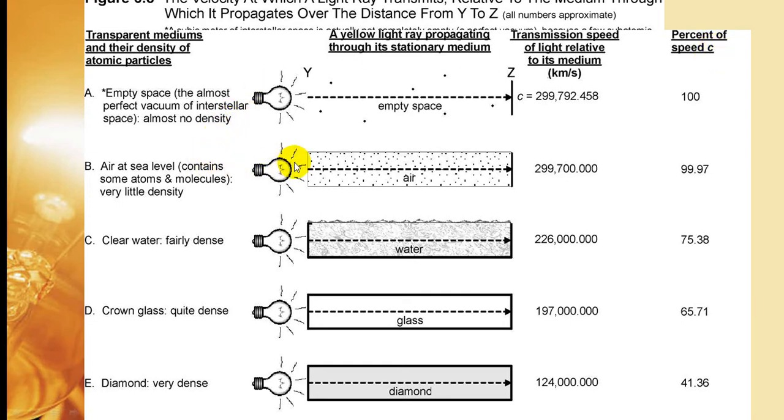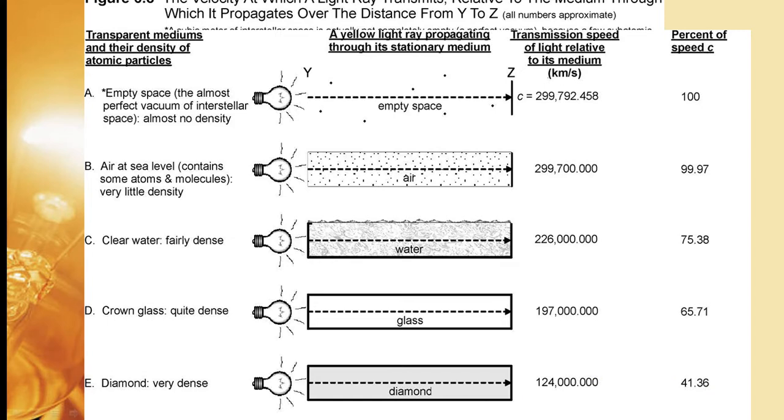To go through air, it slows down a little bit. Not much, but it does slow down a little bit, 99.97%. Through water that's fairly dense, it's going to pass through even slower, about 75% of c. Through glass, it'll slow down to 65%, and then through diamond, it'll really slow down to 41%. Now, it's still traveling 124,000 kilometers per second. So that's still very fast.